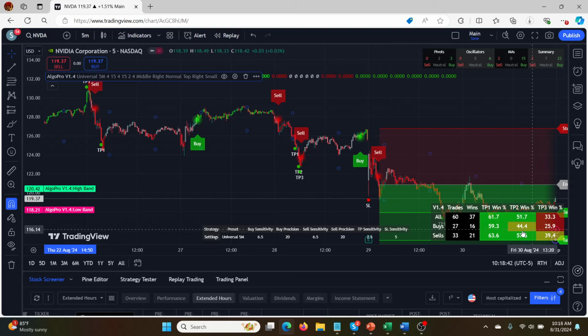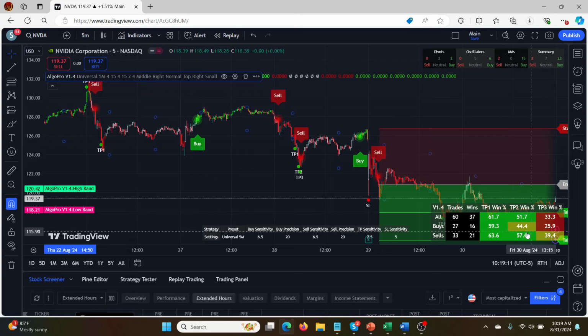And the backtesting is much less impressive for Algo Pro version 1.4. You get this table on the right here, and it gives you the number of trades, the number of wins, the profit percentage. So the win rate is only 61% compared to 88% on the Infinity Algo. So this is useful in some ways. You can see that you definitely win more with Infinity Algo than you do with Algo Pro version 1.4. But that's about as far as it goes.